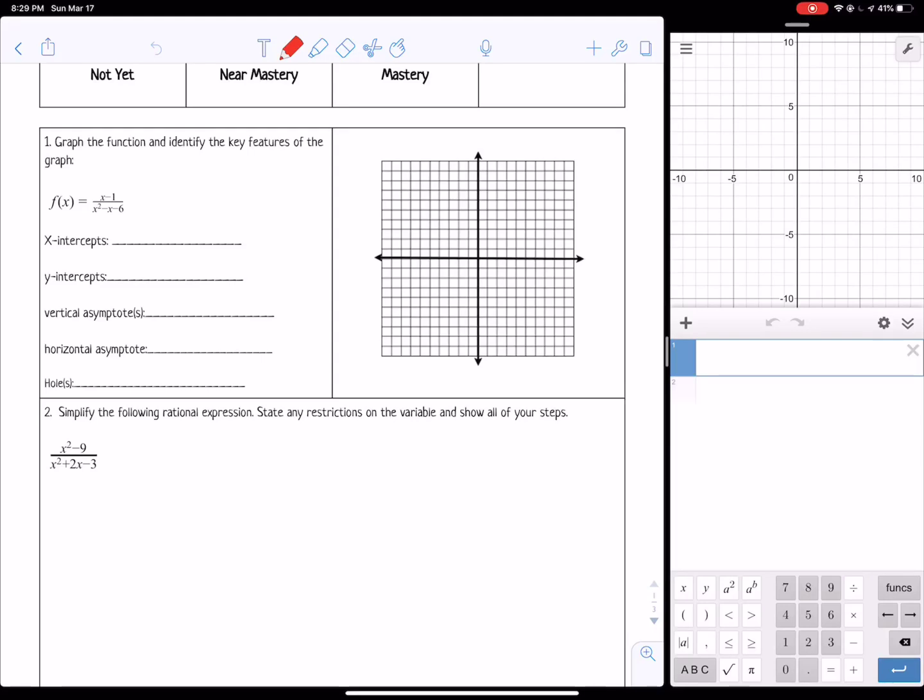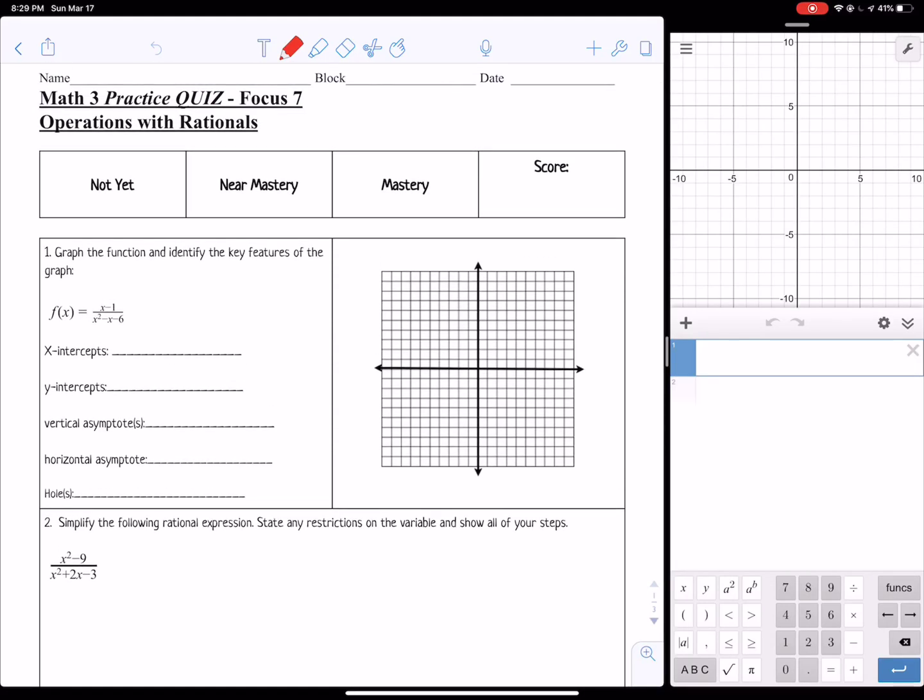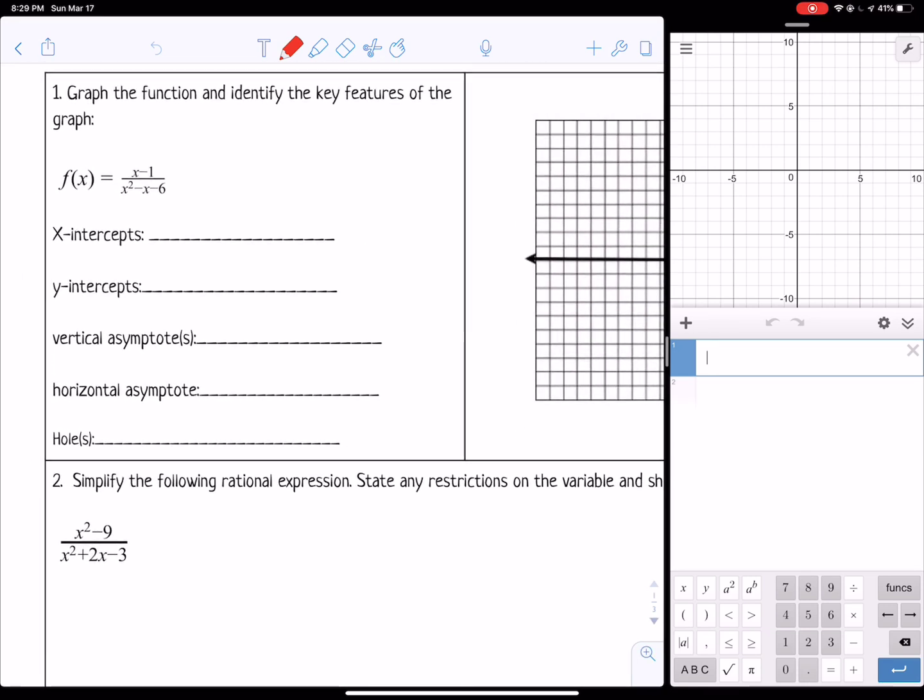In this video, we're going to take a look at the practice quiz for Focus Quiz 7. Number 1 says graph the function and identify the key features of the graph. So the first thing to do is factor out anything you can. So the numerator is already factored as much as possible. So we're going to just leave x minus 1 like it is.